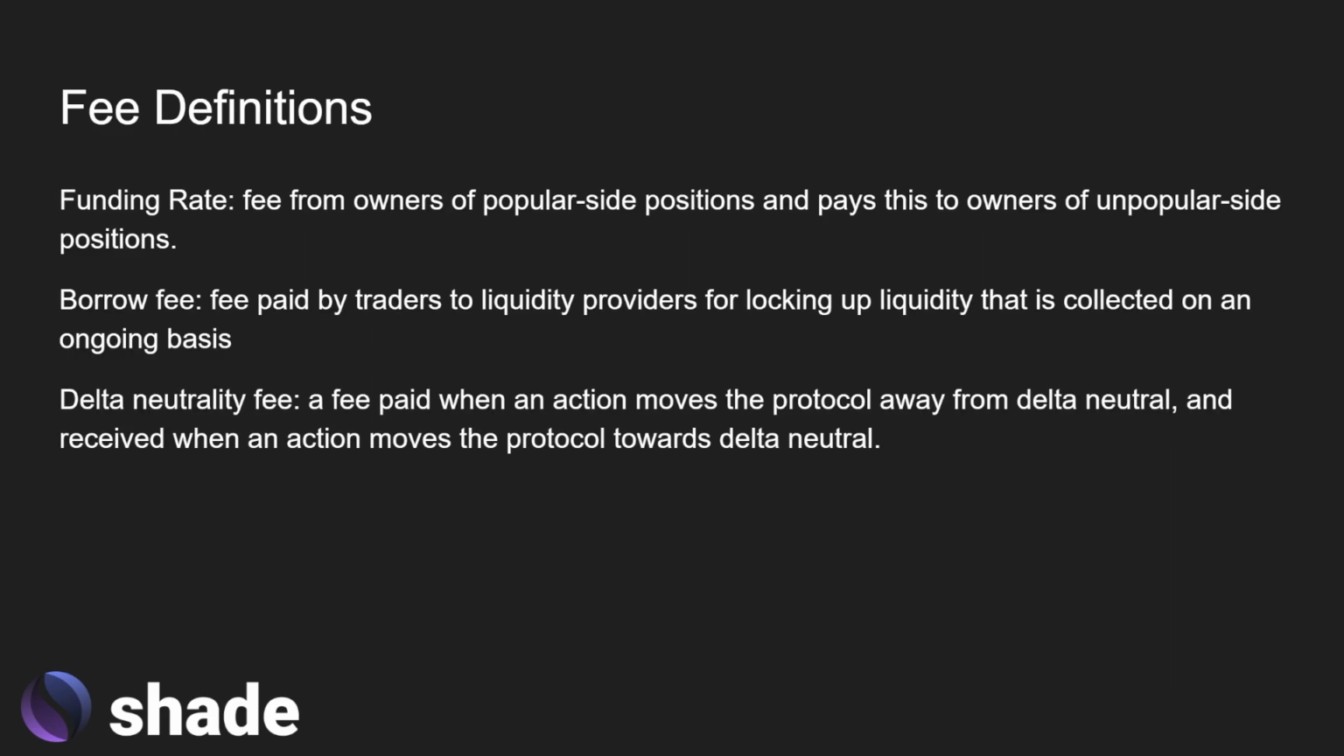So we have 4 main fees to define. I know there's only 3 on this slide. The one that's not included is trading fees. The fees that are shown are all dynamic fees. So through these dynamic fees, an unbalanced protocol can shift towards greater delta neutrality. As a result of these dynamic fees, existing positions will slightly change.